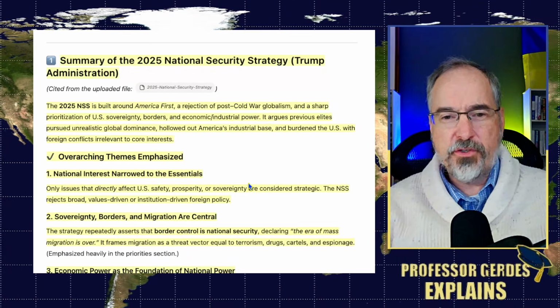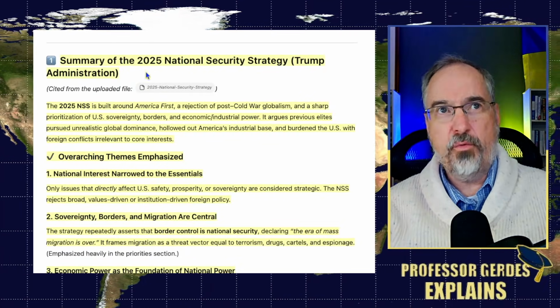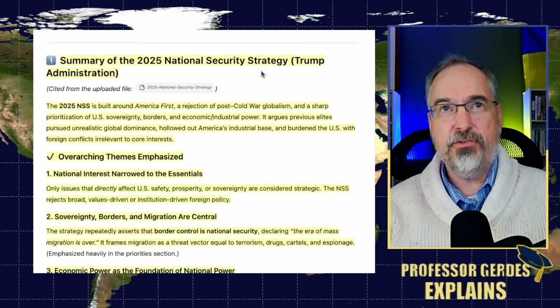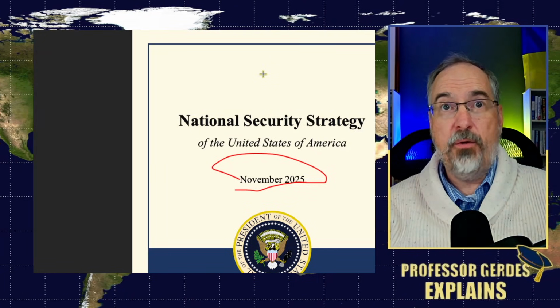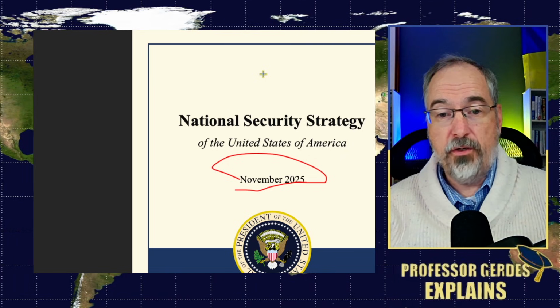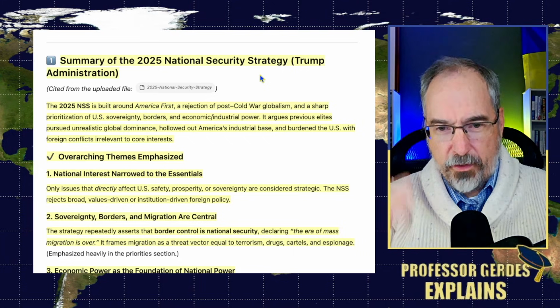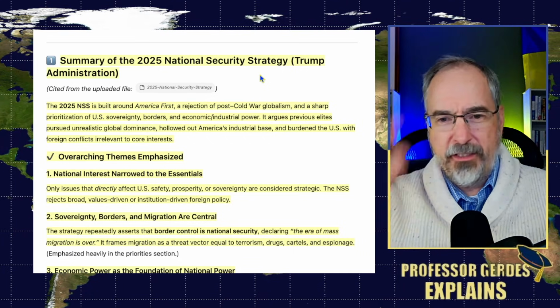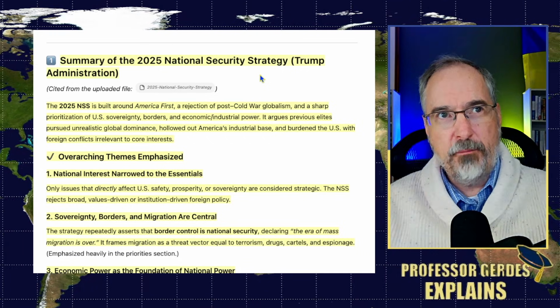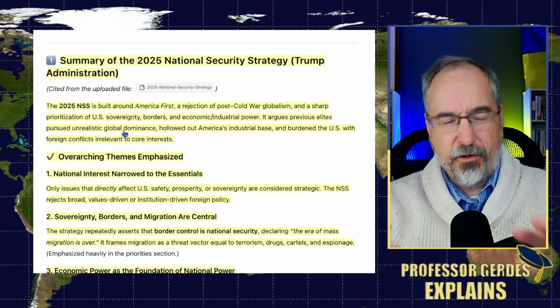So let's first start by looking at the summary of the 2025 national security strategy. And by the way, I went through this whole thing with the 2.0 national security strategy. I read the whole thing and highlighted. I showed you all that. So here I'm using some AI to help clarify some things.